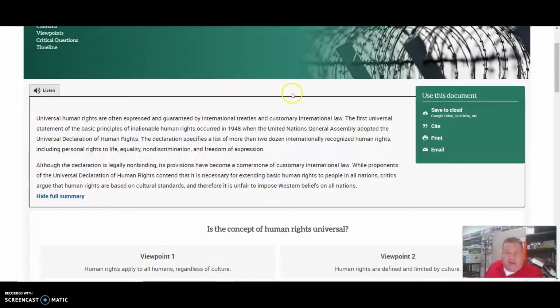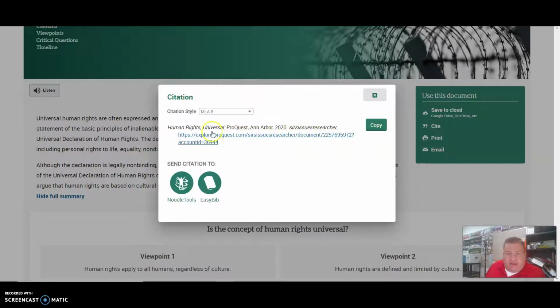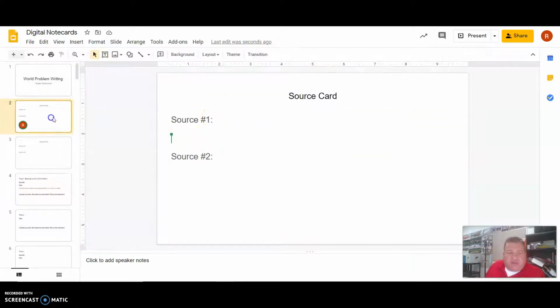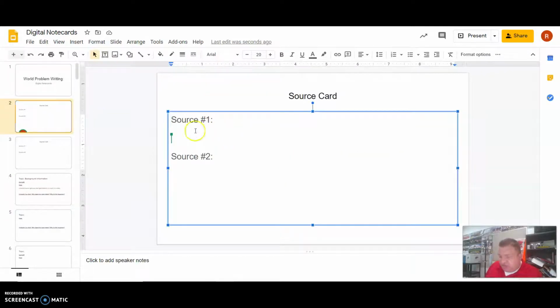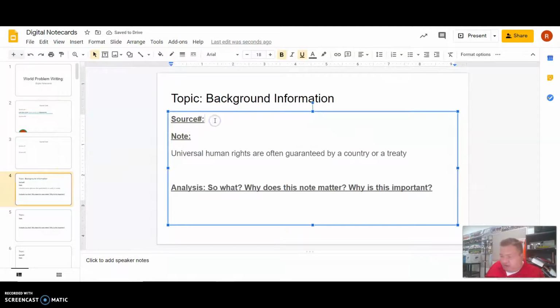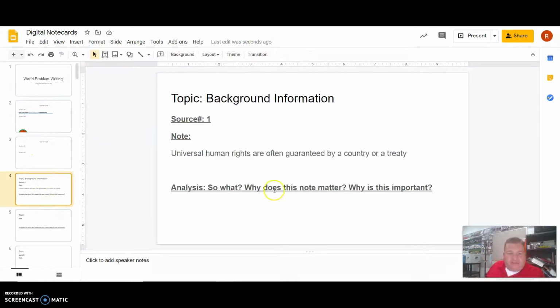So I'm going to go back here, and here's why I like this platform. Go to citation, and it tells you where it comes from. Hit copy. Now, you're not going to put this on every note card. On your source card, my first source that I took a note from, I'm going to paste it in here. What that tells me now is that on my source, it's source 1. It means anytime I take information from this source, I will put source 1 on.